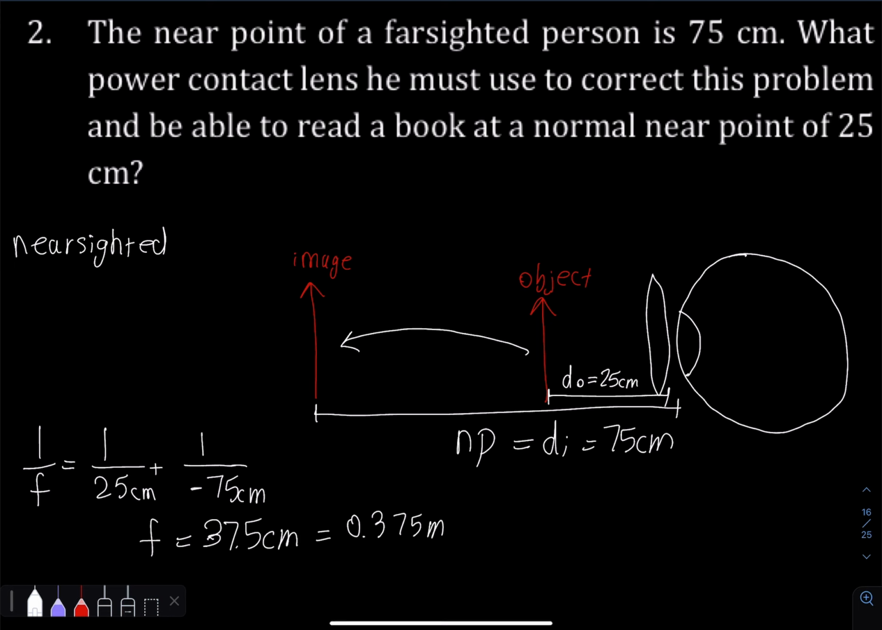So the focal length is going to be 0.375 meters, and then the power is going to be, if you put 1 over 0.375, that's going to be the answer. 2.67 diopters, and it's positive.